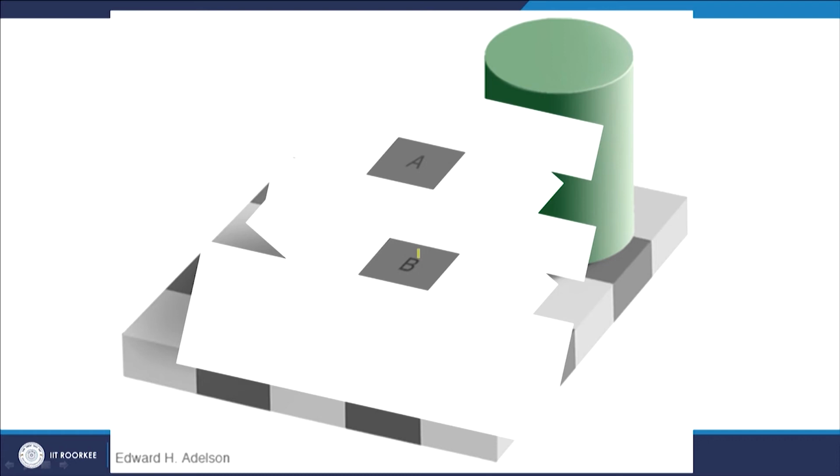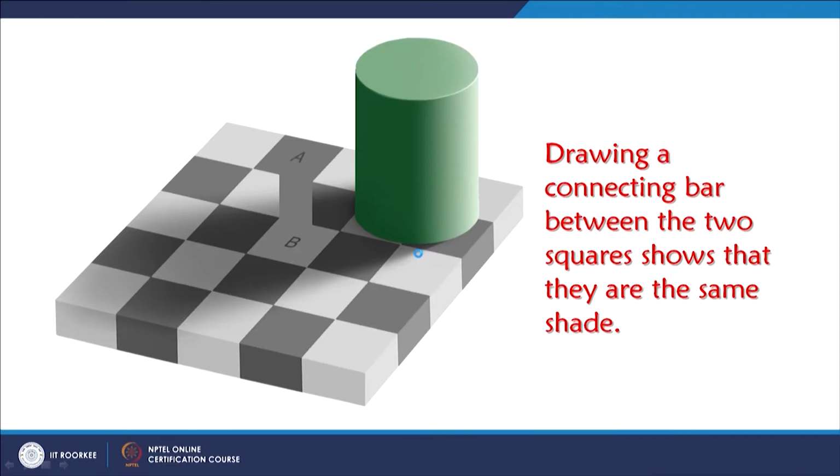So, this is what also happens in the case of satellite images, when I say that even a single image of a hilly terrain can give you depth perception because of the shadow, and the shadow creates a contrast with the surroundings and a completely different perception. And if I draw a connecting bar between these two, we see that they have almost the same shade.